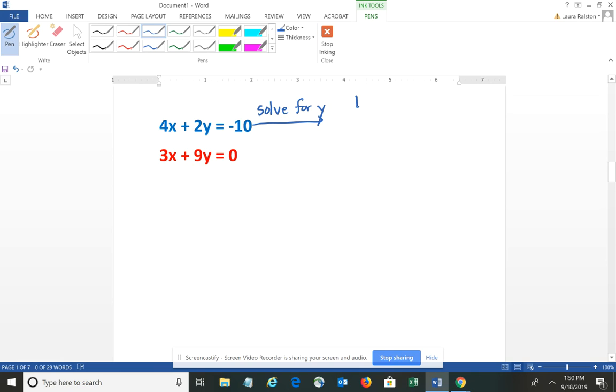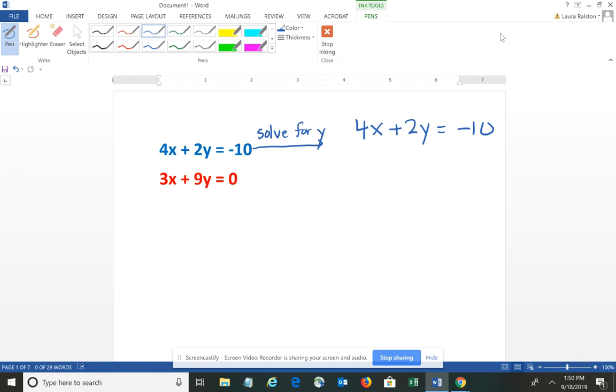So I have 4x plus 2y equals -10. I'm going to subtract 4x from either side because I'm trying to solve for y, so I'm trying to get y by itself. So I have 2y equals -4x minus 10. And then I need to divide everything by 2.